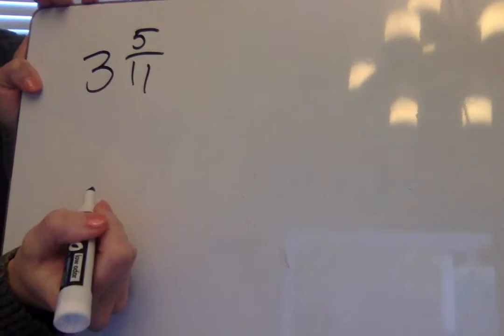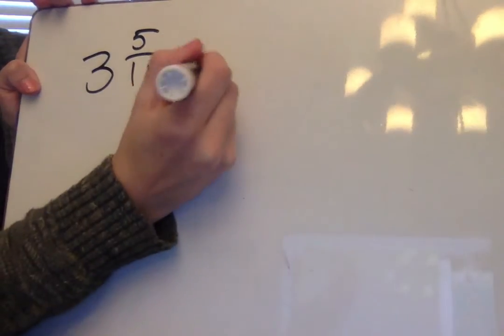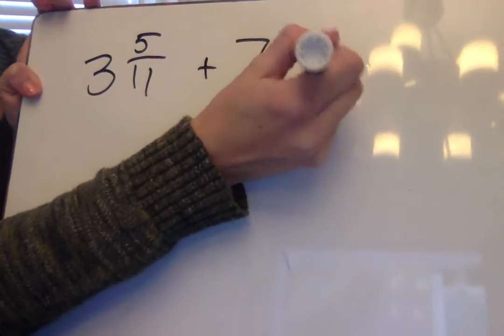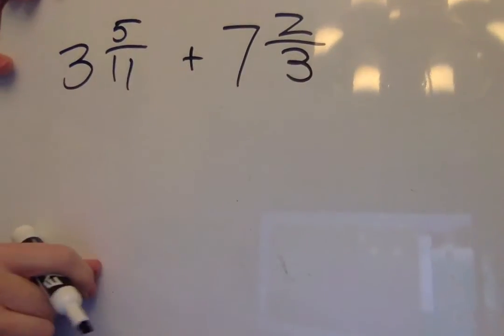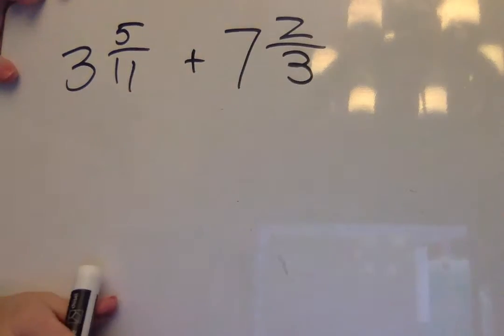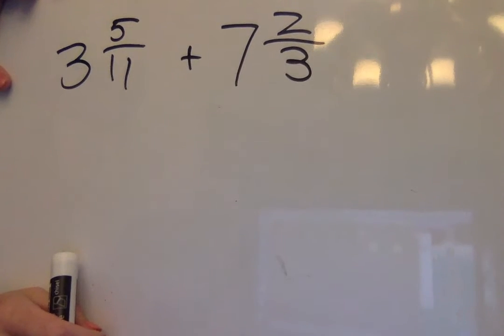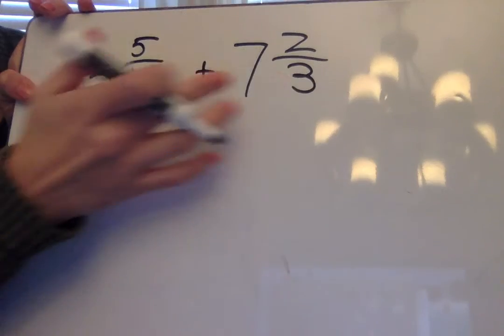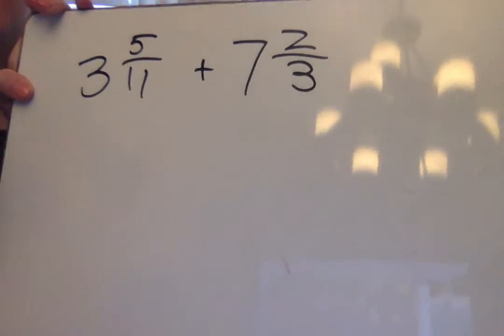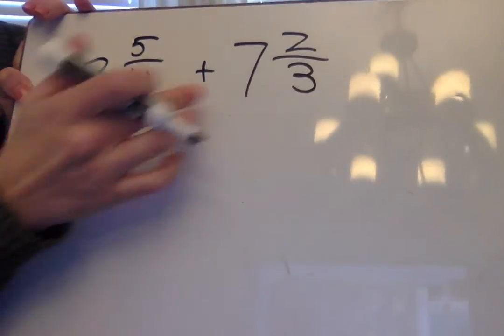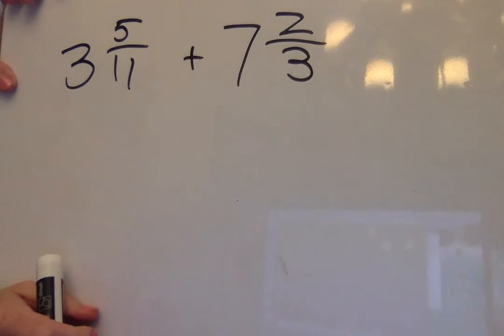Whoops, I just drew on the Chromebook. Okay, ready? So number 3 says 3 and 5/11, plus 7 and 2/3. Those denominators are different. I know I need to make them the same, but I have to think about my multiples of 11 and 3 because I know 11 doesn't go into 3 and 3 doesn't go into 11. So I'm going to have to actually think and change both of those denominators.